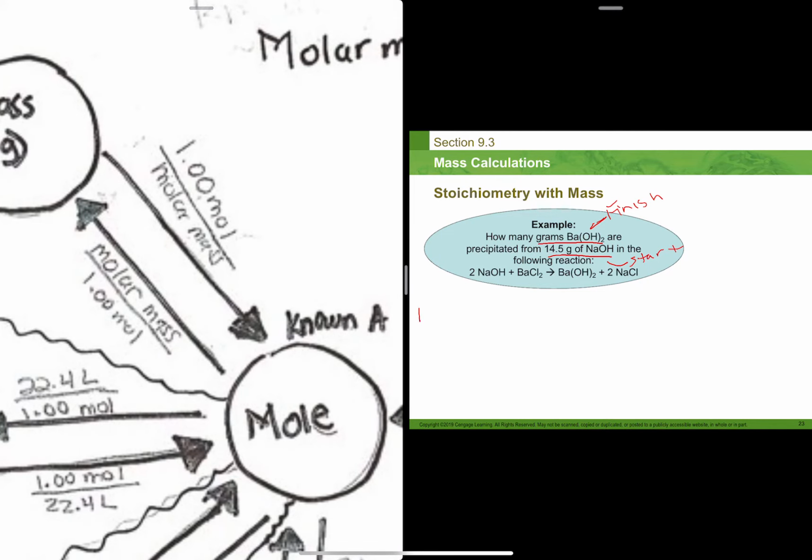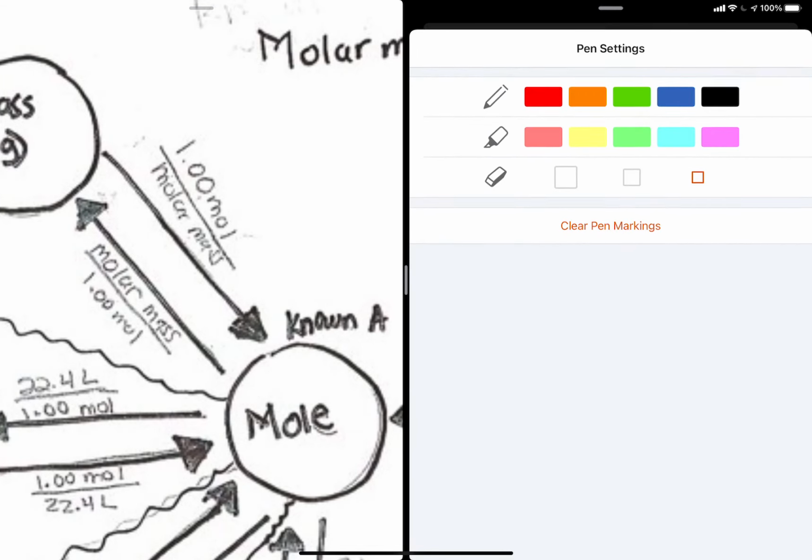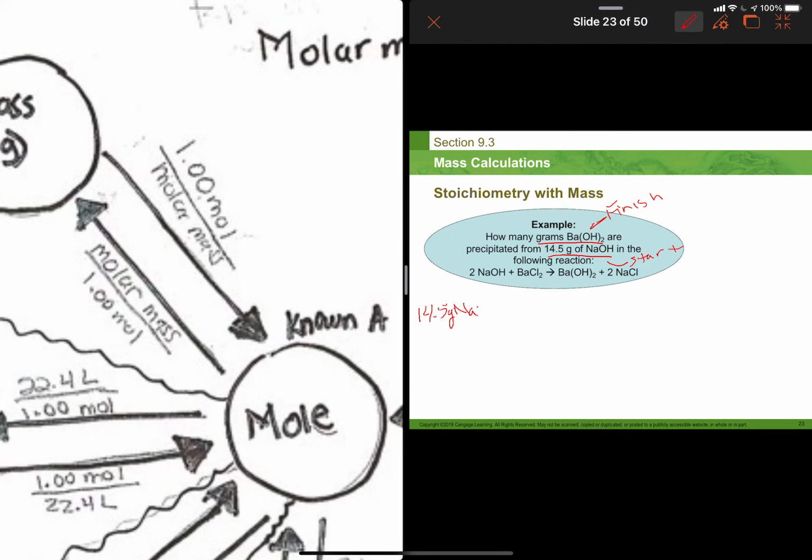And we're going to write down what we're given first, which is 14.5 grams of NaOH. I'm sorry, I was going to write Ba. Let me erase that. Of NaOH. That's what I start with, right? Okay, and I'm using the fraction that's pointing down towards moles. So meaning I'm using the fraction at the bottom, which is 1 mole of NaOH over the molar mass of NaOH.